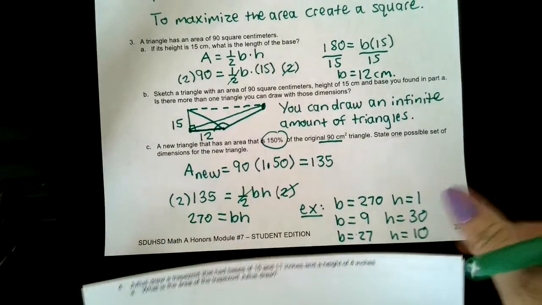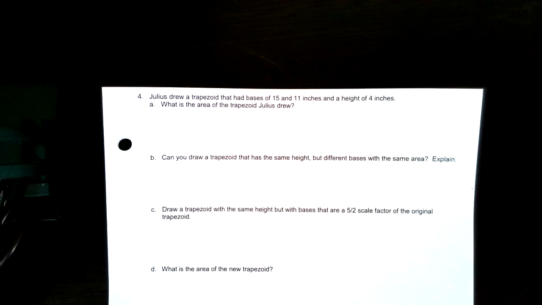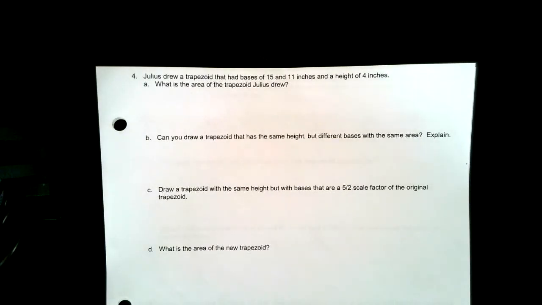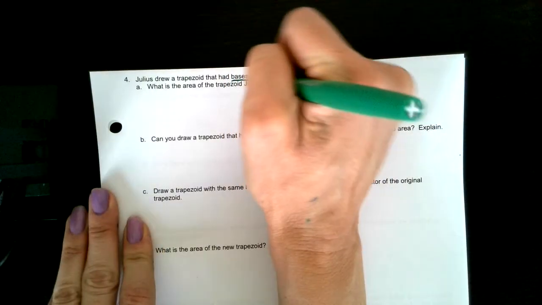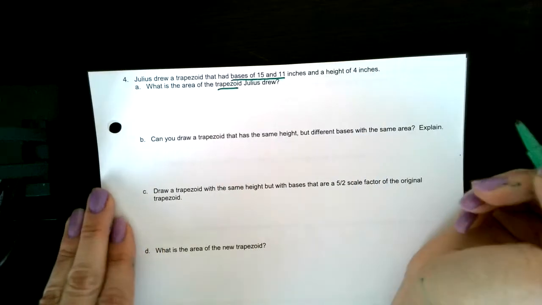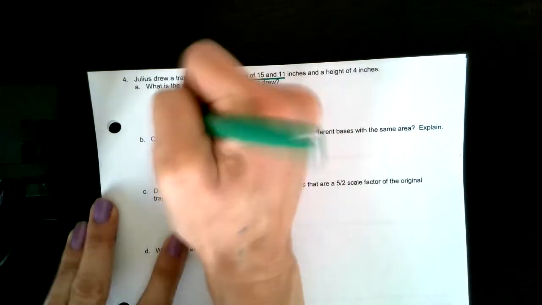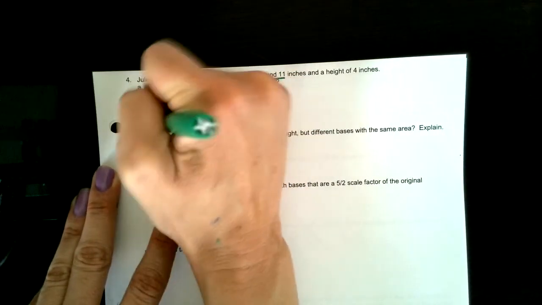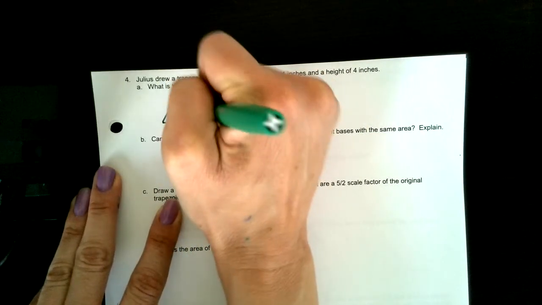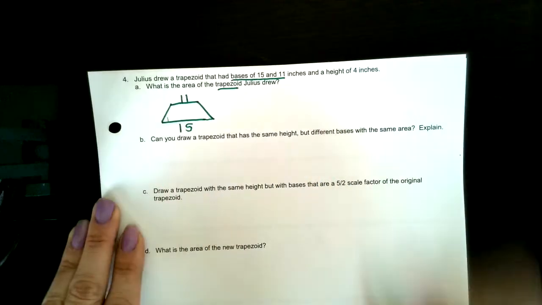So on the next page, it says that Julius drew a trapezoid that had bases of 15 and 11 inches and a height of 4 inches. What is the area of the trapezoid Julius drew? So I'm going to use the information that's given. I'm going to draw a trapezoid that has bases of 15 and 11. So I'm going to put my longer base on the bottom, and I'm going to put my shorter base up at the top.